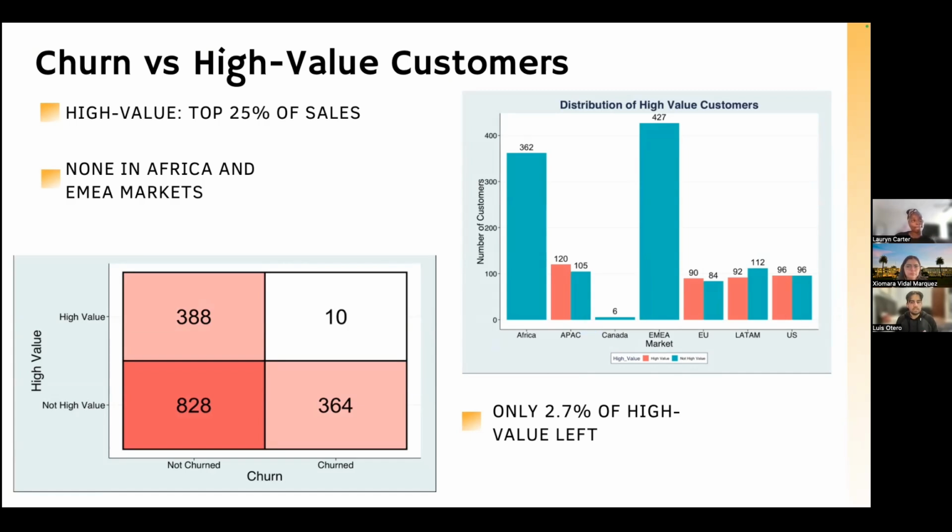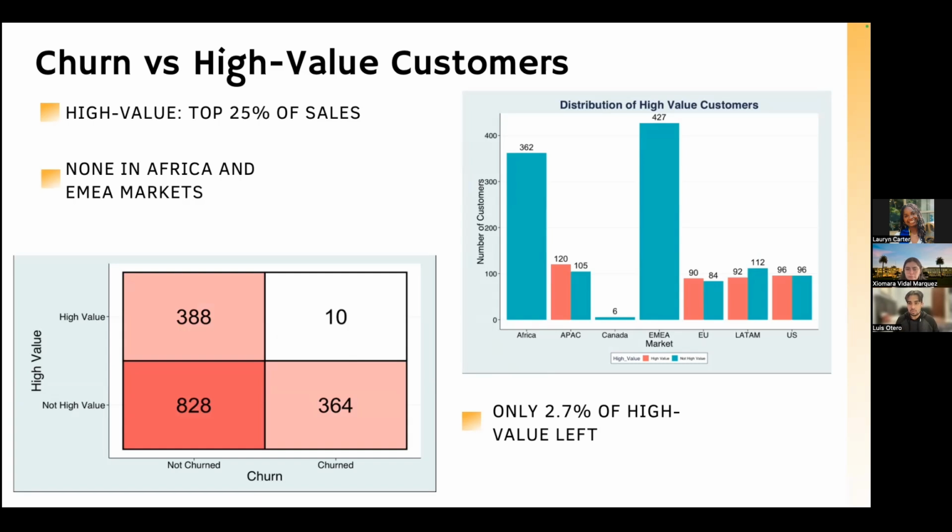What could be beneficial to a business is to compare customers' churn probabilities with the predicted revenue contributions to guide retention strategies. We can see that in this next chart. Out of the almost 400 high-value customers, only 2.7% have left. So this is actually a good strength of the company. It shows that they're doing a good job of keeping their most loyal customers, especially the ones that are contributing highly to their sales.